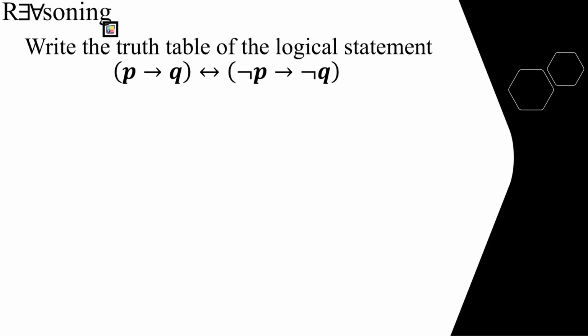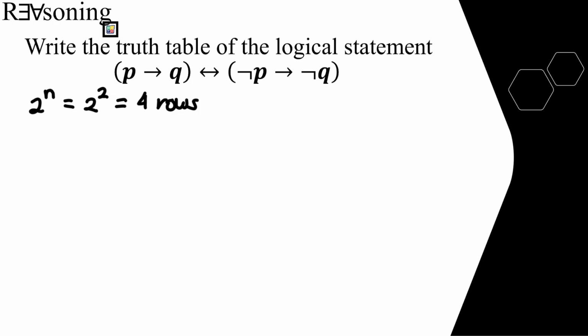Let's start with identifying the number of rows needed for our truth table. Since we have P and Q statements only, we can use the formula 2 to the power of n, n meaning the number of statements. For P and Q, we have 2 squared, which would give us 4 rows. So our truth table would only be 4 rows.